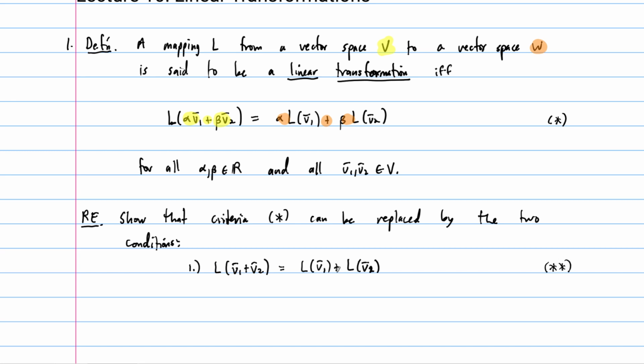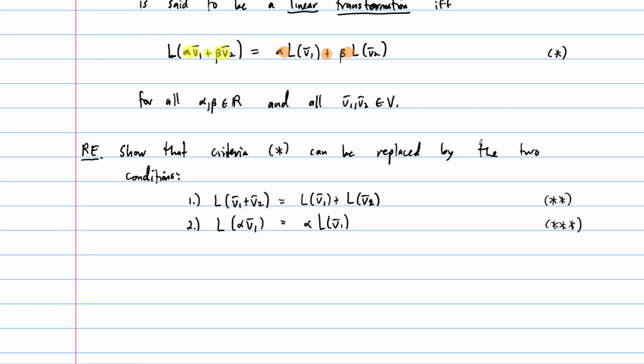So again, vector addition is preserved by the transformation. And then number 2, you can probably guess, is that the scalar multiplication is preserved. So L of alpha V1 is going to be equal to alpha times L of V1. So this is the scalar multiplication being preserved, and the vector addition being preserved separately, as opposed to all in one criteria. Okay, and again, this has to be true for all V1 and V2 in our vector space V, and all scalars, all real numbers.